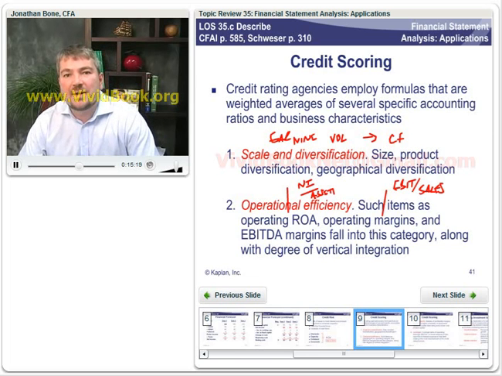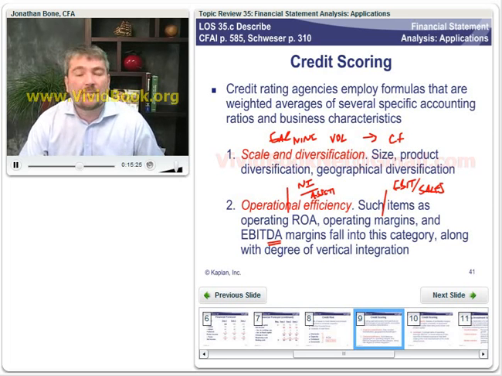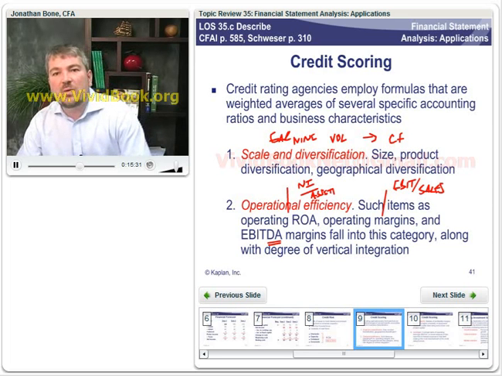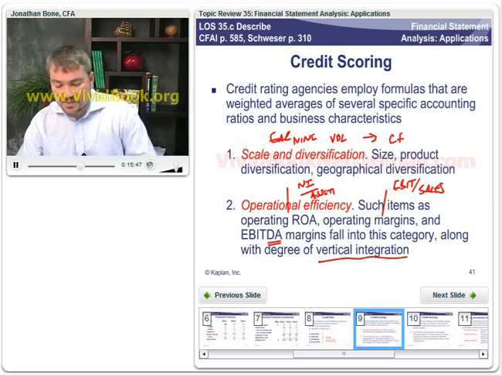The argument is these two items are fairly volatile. If you exclude them, number one, you've got a more stable margin. Number two, it's close to cash because depreciation and amortization are non-cash items. Notice as well, we'll also look at vertical integration here. Vertical integration is looking at whether you own your suppliers and your distributors. The idea is if we do, we're more operationally efficient because we're not going to have to pay a profit to our suppliers. We're not going to have to pay a profit to our distributors.